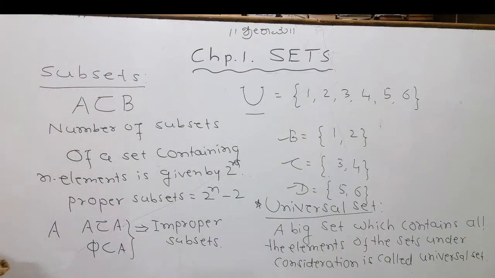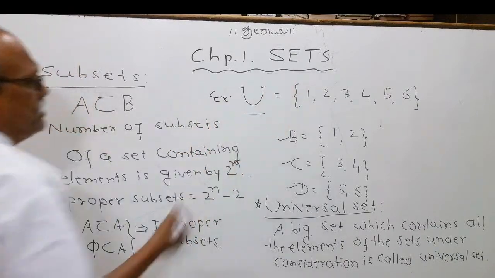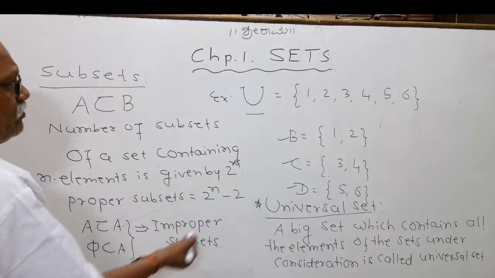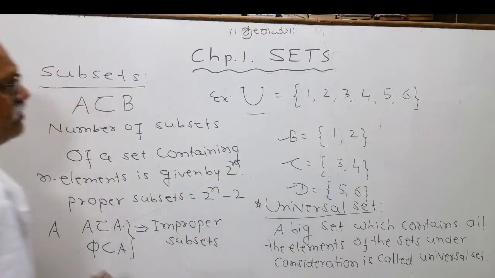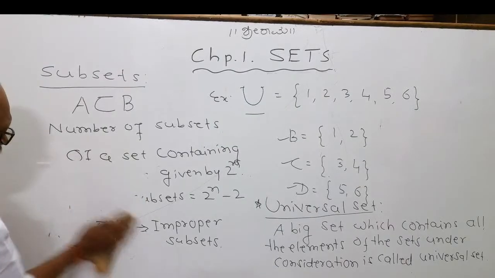Okay. Now, you can take this example. U is 1, 2, 3, 4, 5, 6 and B is one set 1, 2, C is another set 3, 4 and D is another set 5, 6. They are called subsets. Clear to you? So that is the meaning of the subset.